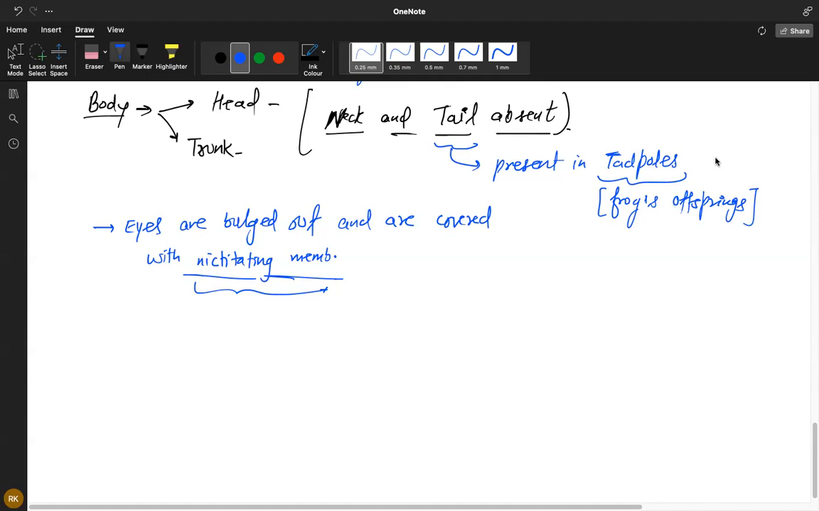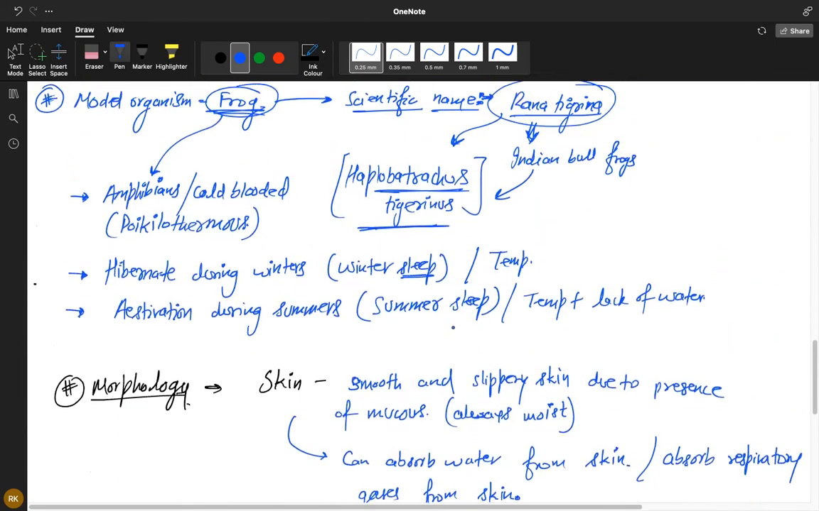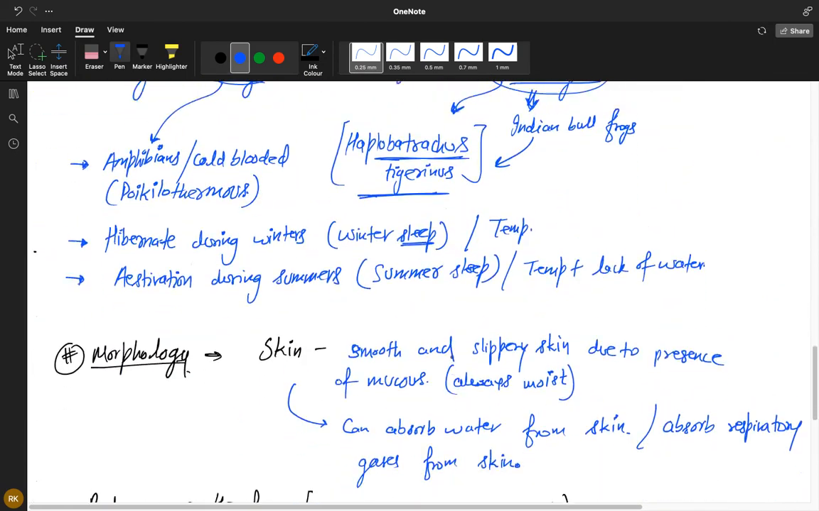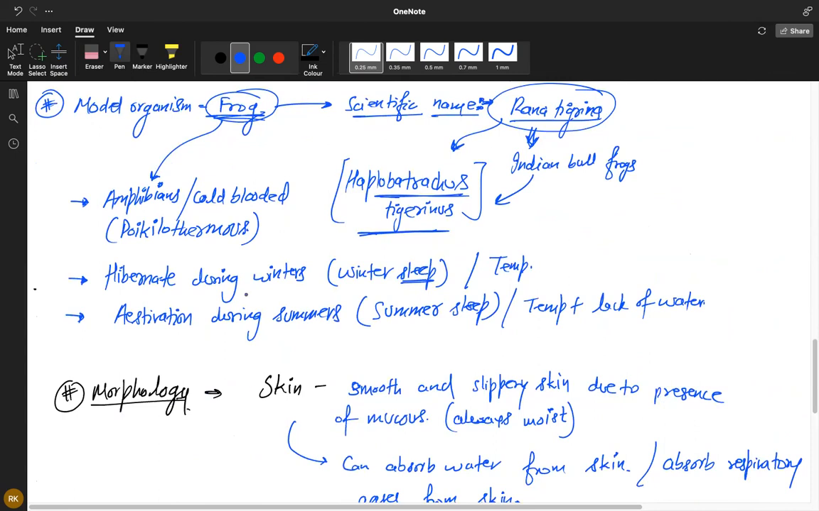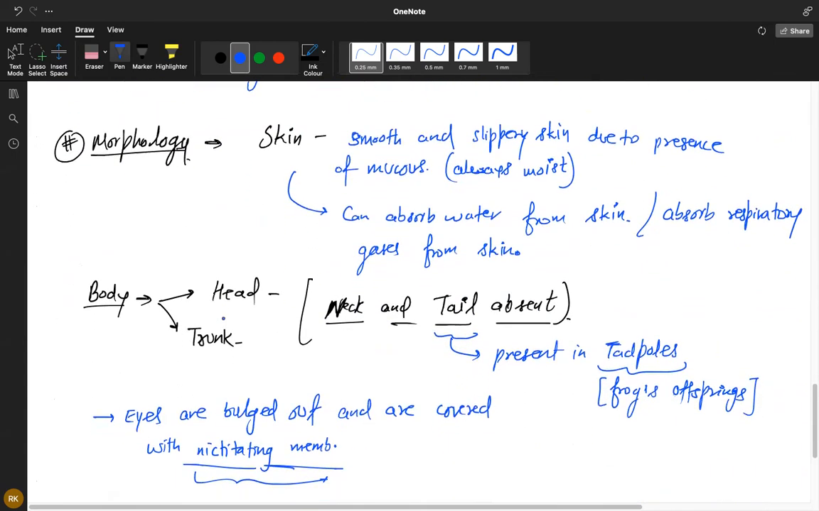How are you doing? We are studying frog as a model organism today in the class. We have covered some basics of the scientific name, their hibernation and estivation patterns, and now we are talking about morphology.